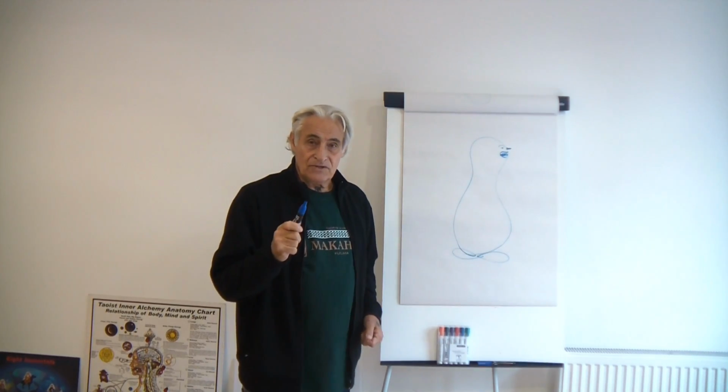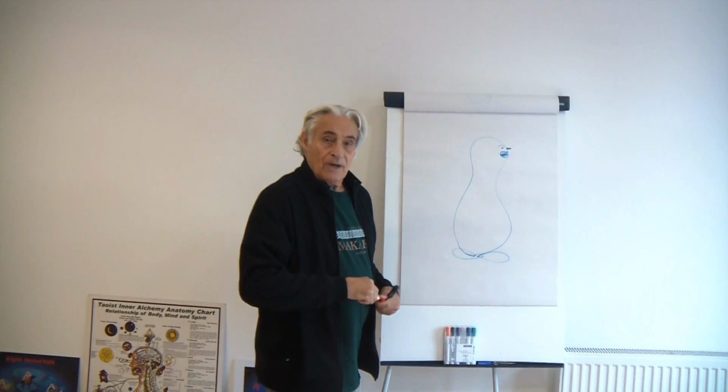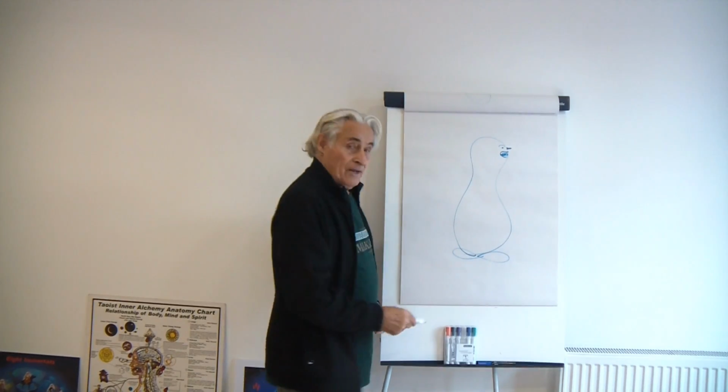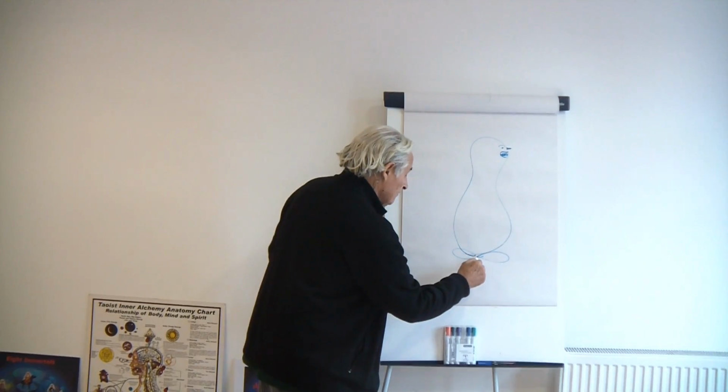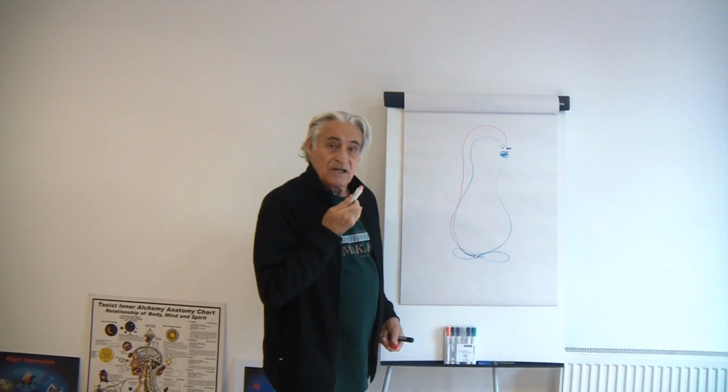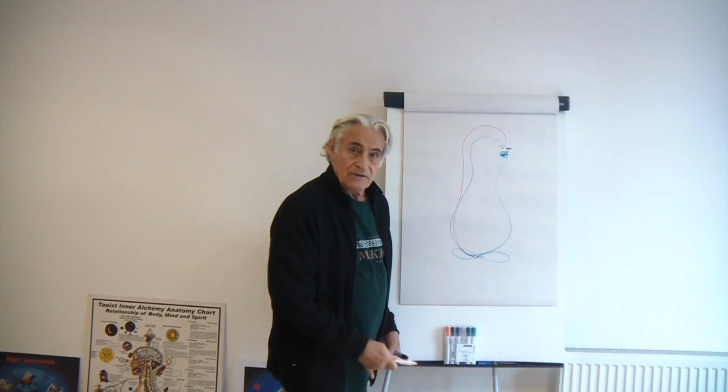The two that we're interested in today, the one that runs up the back, this is called the governing vessel or the du meridian. It runs from the base of the being all the way up, and then it goes internally down through the front of the spine.